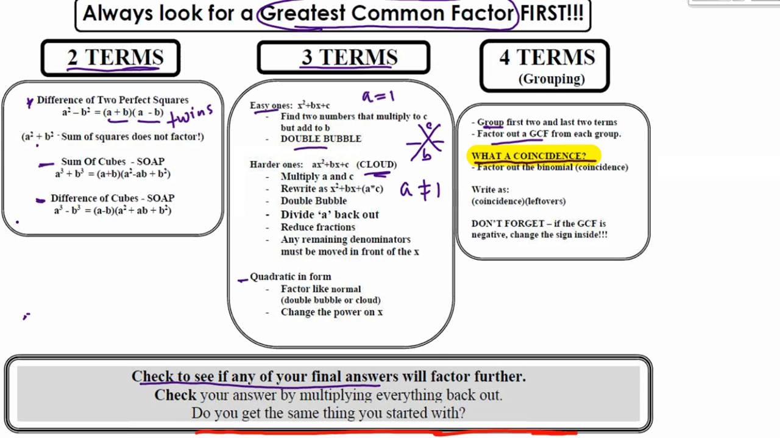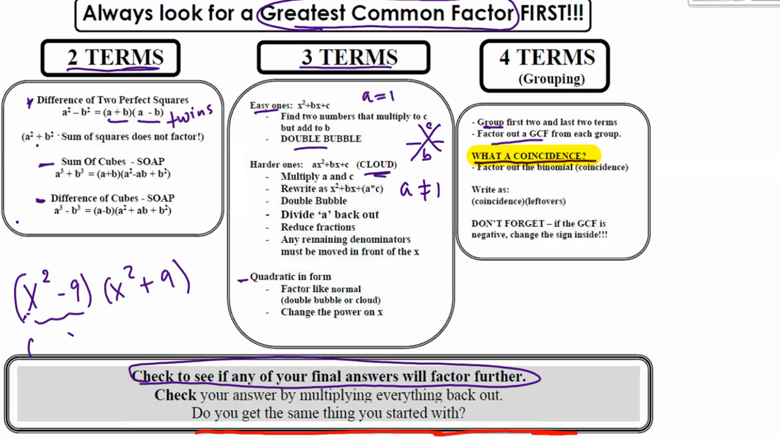Also, don't forget to look at your final answers to see if they factor further. If you remember, we had some that factored into one like this. And then if you look at this one, that's actually a difference of squares again. So it can factor further. I think that actually might come in a few lessons later, but be aware of it for right now.